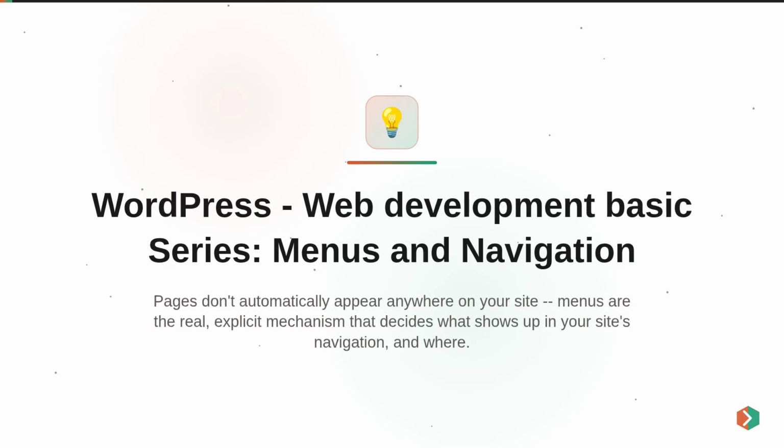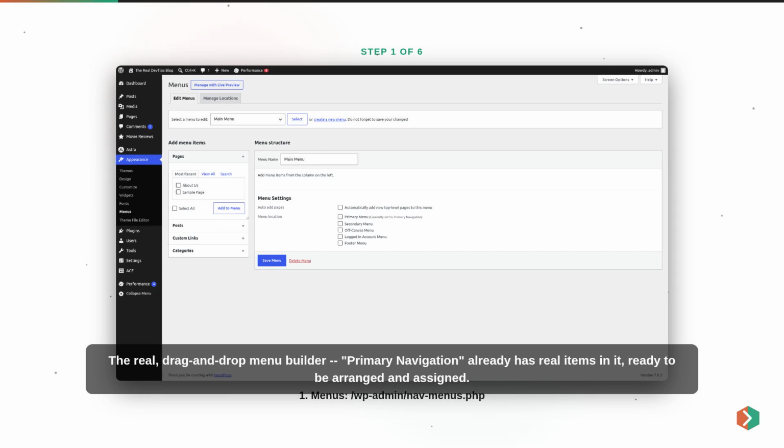Pages don't automatically appear anywhere on your site. Menus are the real, explicit mechanism that decides what shows up in your site's navigation and where. The real drag-and-drop menu builder, primary navigation, already has real items in it, ready to be arranged and assigned.